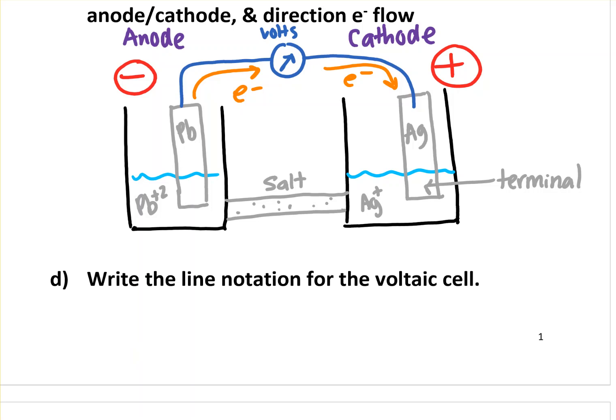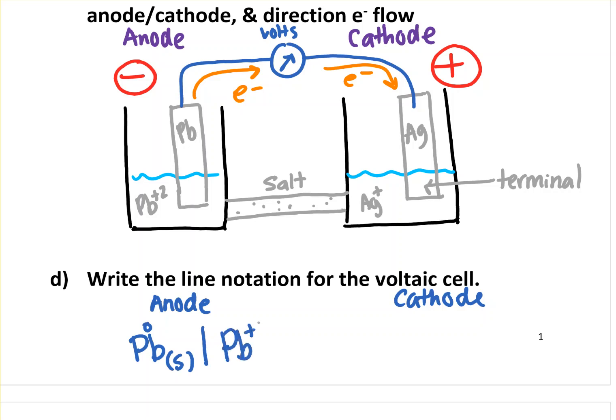Now let's look at how to do the line notation for this cell. You still do, remember the anode is on the left and the cathode is on the right. And then you start with the terminal. I know that I'm going to have lead on this side just like I did there. I'm going to have my solid terminal, and I could put a number over it, then a line for a phase barrier, and then the ion.